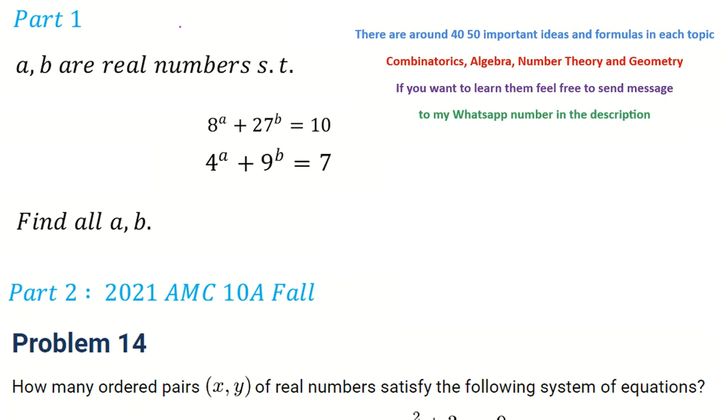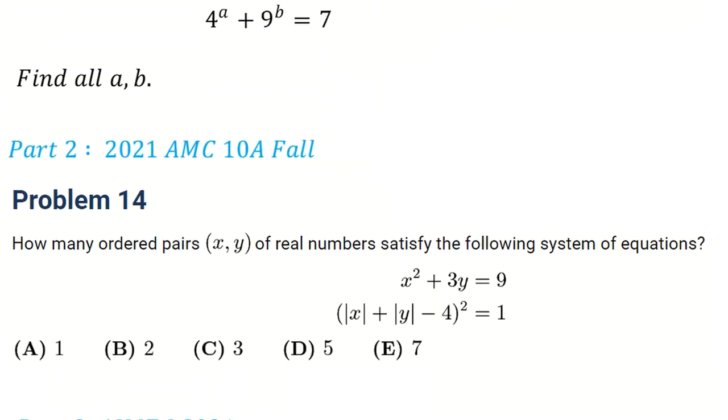We are gonna solve three problems with similar ideas. First problem: a and b are real numbers. 8^a + 27^b = 10, 4^a + 9^b = 7. And we want to find a and b.